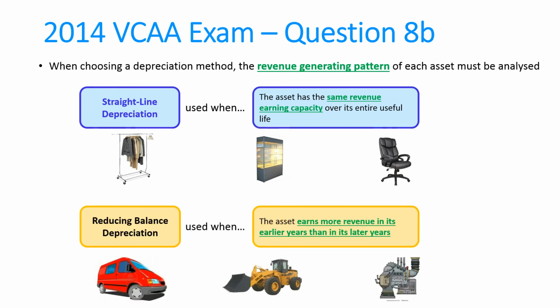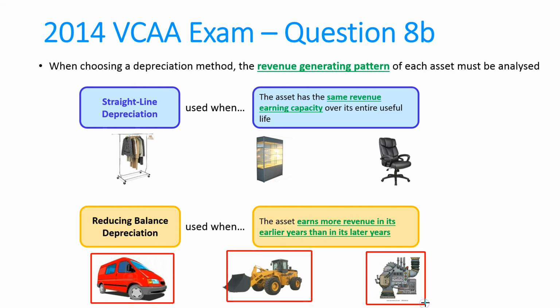Contrast that to assets where they will earn more revenue in their early years than in their later years, and that would be common of things like cars, forklifts, and also machinery. So a computer would probably fit into the category of a car, forklift, or equipment. And the reason why is because it has moving parts. It's going to get less efficient as it gets older. It has wear and tear. It needs to get serviced. It breaks down. It's less efficient at earning revenue in its later years.